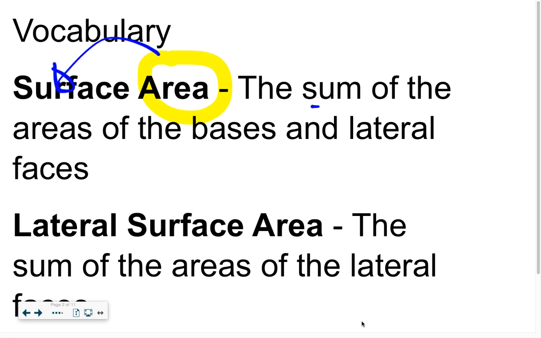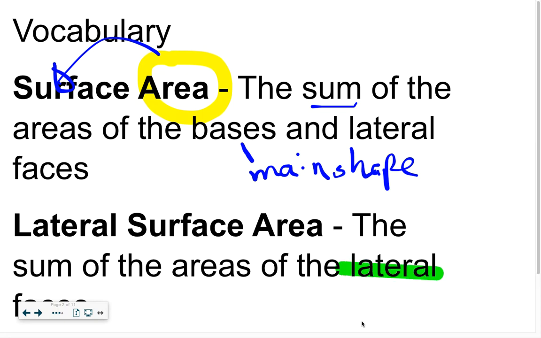So just like it says, the sum of the bases and lateral faces. Now the bases is the main shape. And then the lateral faces, it's this lateral surface area you see down here that talks about the area of all the lateral faces. Now, that's going to make more sense as we go along.